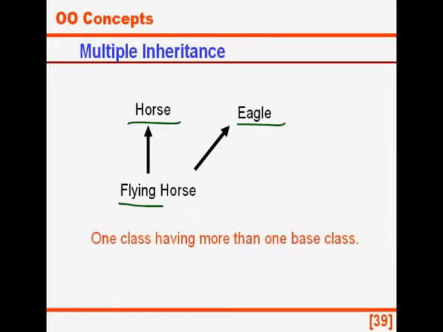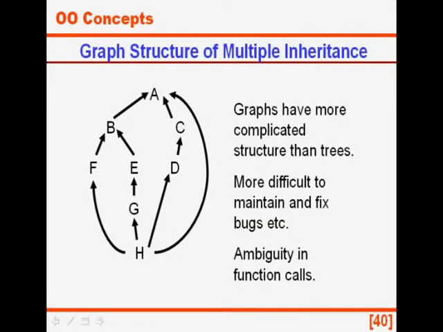One class having more than one base class is known as multiple inheritance. When we have multiple inheritance, the inheritance structure resembles a graph. Here we have A, from which we have derived classes B, C, and class E is derived from B, class D derives from C, G is derived from E, and F is derived from B, H is derived from F, G, D, and A. One class can have multiple base classes.